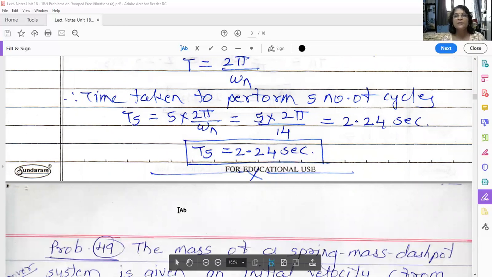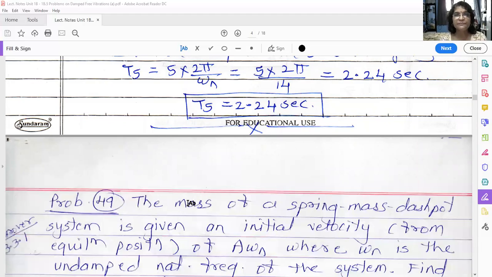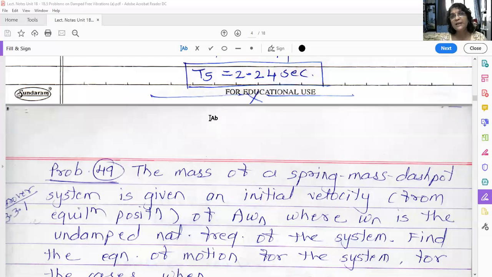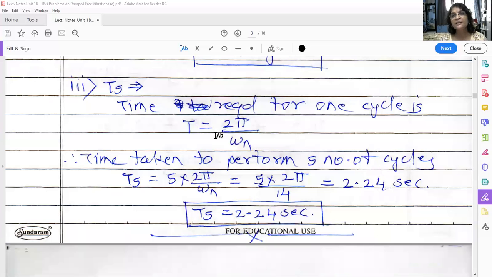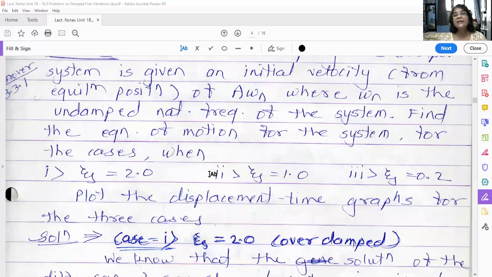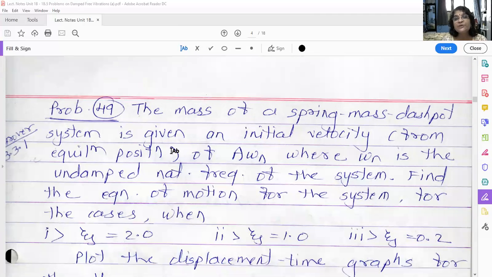Okay. The problem is very simple. You have to just think and follow the reverse process. That means just go from this time, then the reduction, and then go to the given data. Now, second problem. This is based on the damped free vibration.